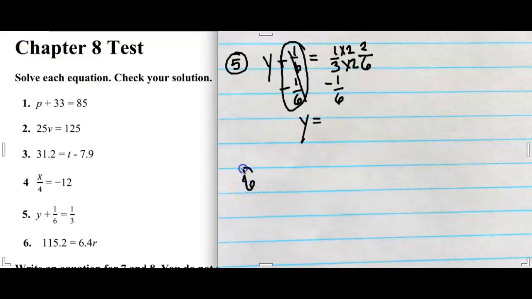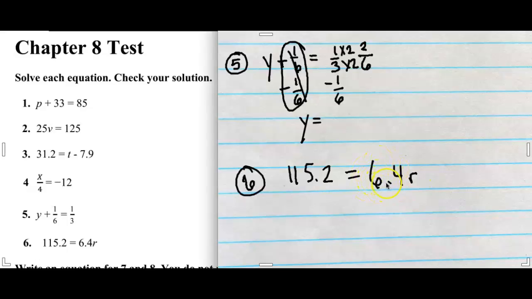Okay, decimals also make some of us a little bit nervous. So let's talk about this one. Now, first thing we notice is the variable is actually on the right side, the right expression. That's okay. It's not always going to be on the left. So I'm going to go ahead and write the term 115 and 2/10 on the left, and then I'm going to write equals the coefficient 6 and 4/10 r.